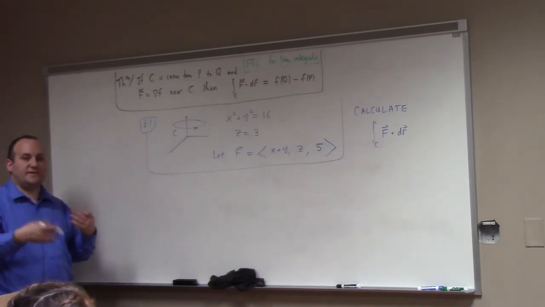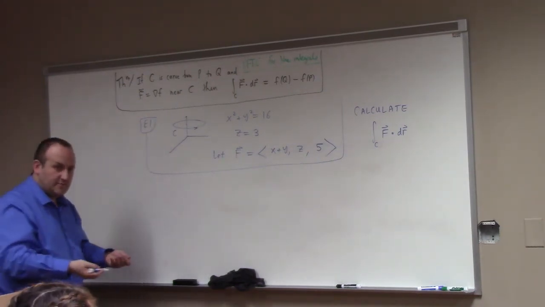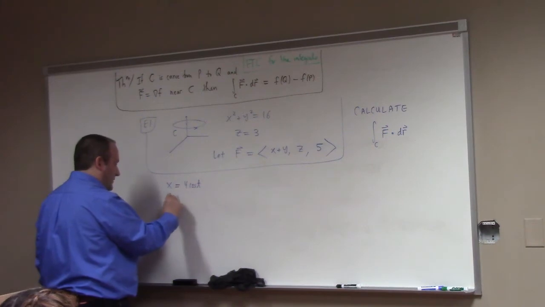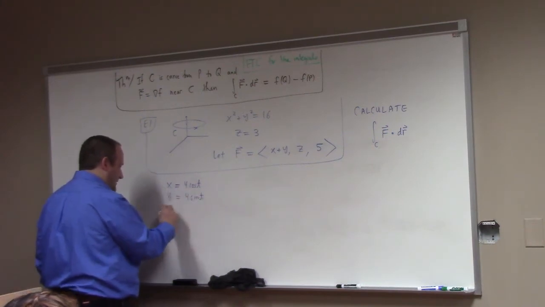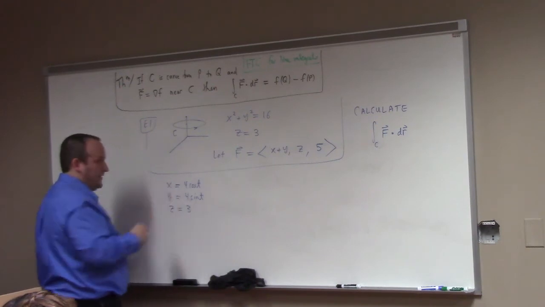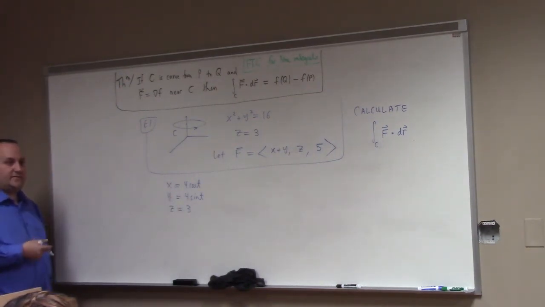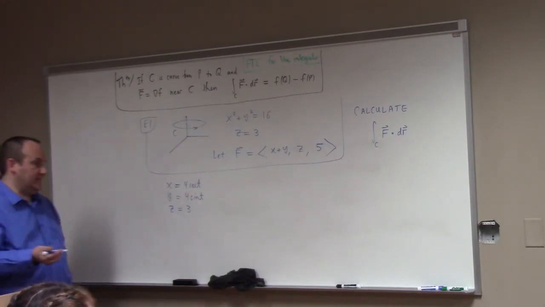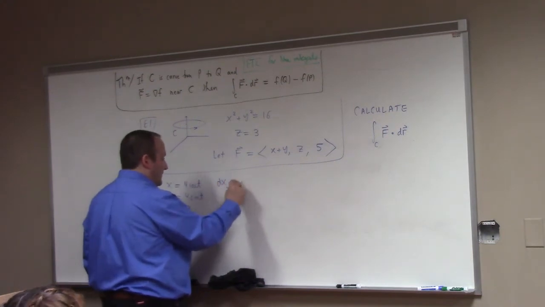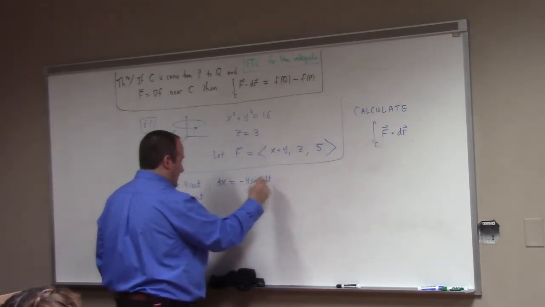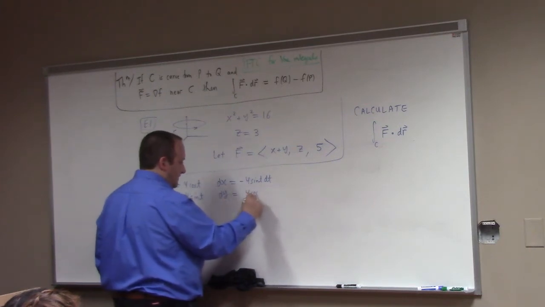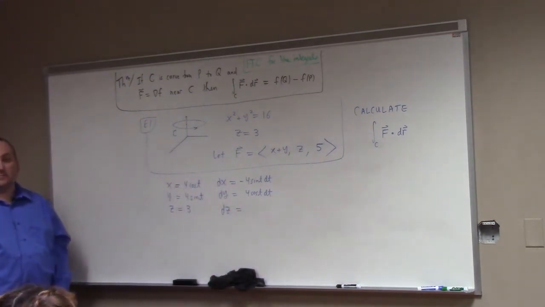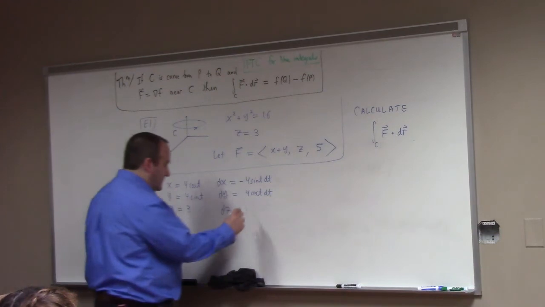Okay, so here's the differential form calculation method. Here's what you do. You write down x is equal to 4 cosine t, y is 4 sine t, z is 3. That's the parametric equations of my curve. Then you take the differential of each. I get dx is minus 4 sine t dt. I get dy is 4 cosine t dt. I get dz is 0, since 3 is not changing.